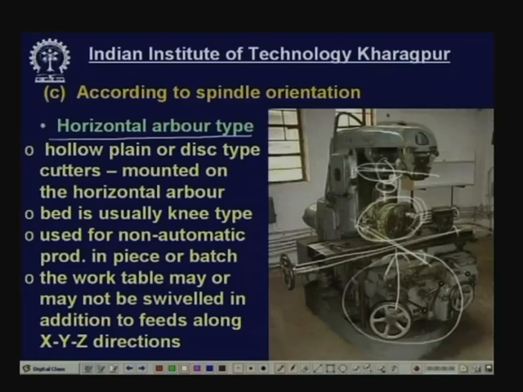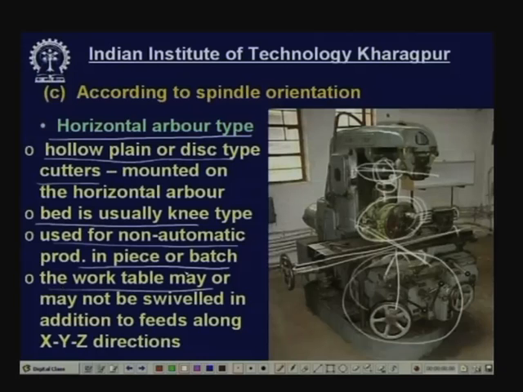What are the characteristics? Hollow, plain or disc type cutters are used. The cutter should be hollow, so that it can be mounted on the arbor. The bed is usually knee type, as I told, used for non-automatic work, because it is a very versatile non-automatic machine, but very widely used for piece and batch production.